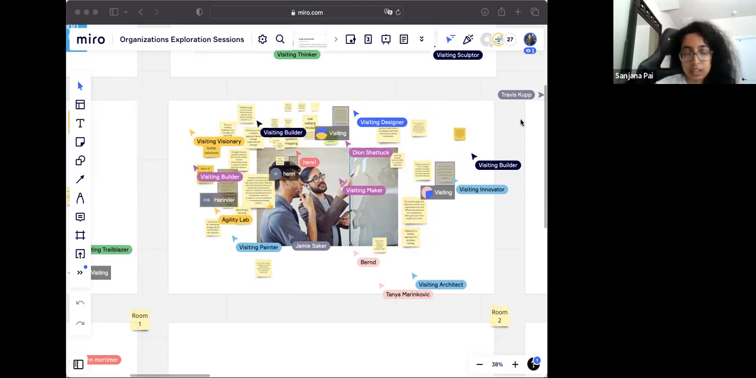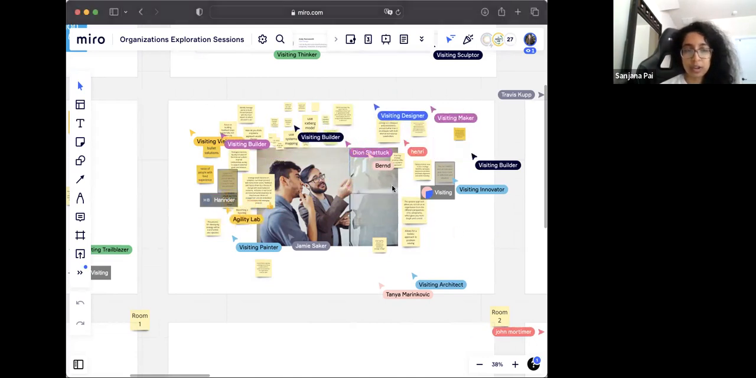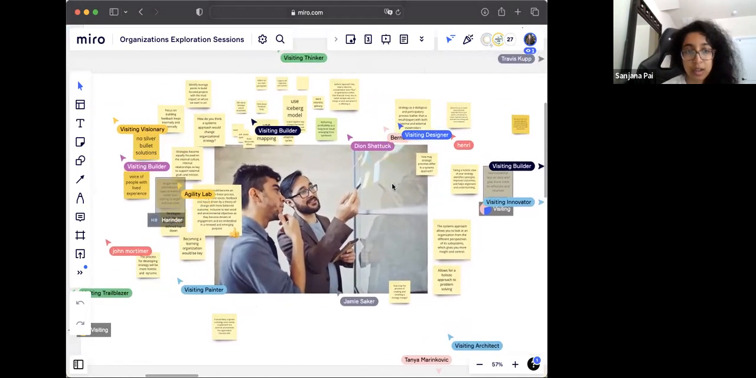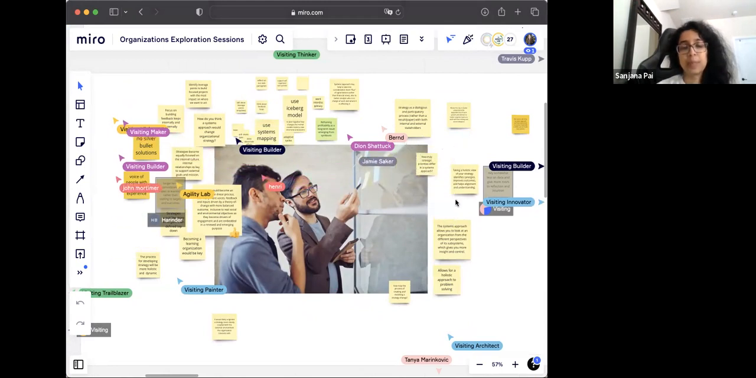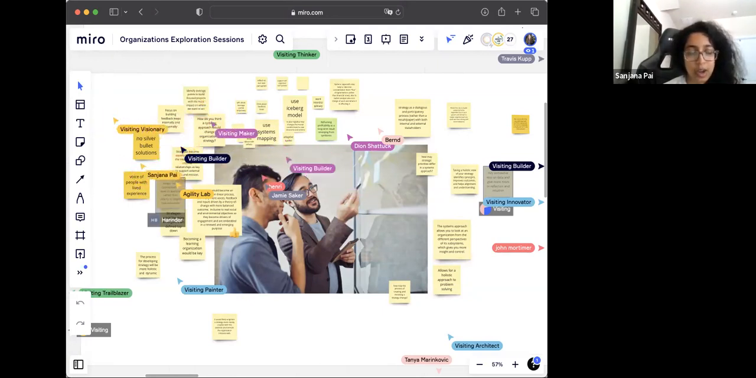Okay, awesome. Feel free to continue writing, but I'm going to start to go around the picture to review what everyone's written. So the first thing that I'm seeing on the top left is no silver bullet solutions. I think this is an interesting one, especially since organizations might have a strategy that would work in very discrete situations, but not necessarily for the complexity that organizations working in their ecosystem actually need. Does anyone want to speak to that, either the person who wrote it or anyone else who wants to comment on that?